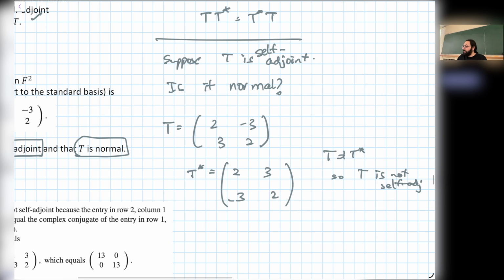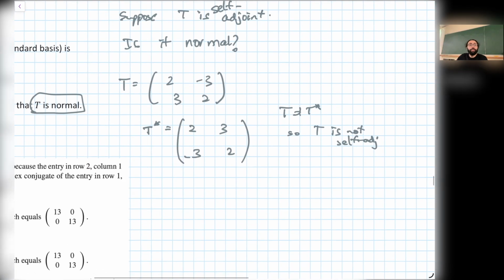The example is basically saying the opposite, right? Like we said, if it is self-adjoint, then it is normal. Now we're looking at an example where it can be normal, but it's not self-adjoint. That's all the example is illustrating. Correct? So we have this.